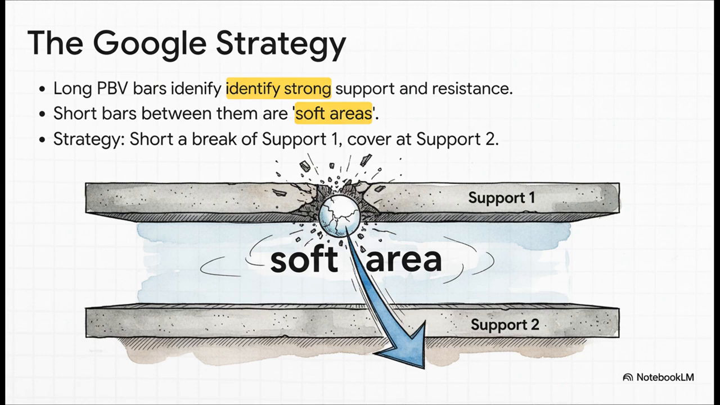This idea of soft areas is key. Think of those long PBV bars as concrete floors and ceilings. But the areas in between, where the bars are super short, that's like open air. So a potential strategy becomes really clear. If the price breaks through that first floor of support, there's a good chance it's going to fall fast through that soft area until it hits the next floor down below.